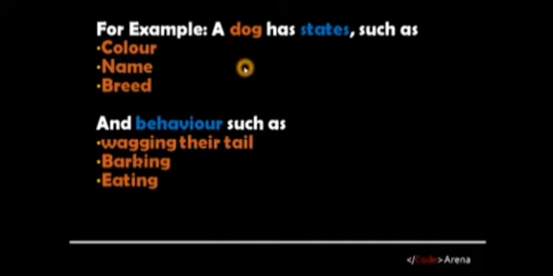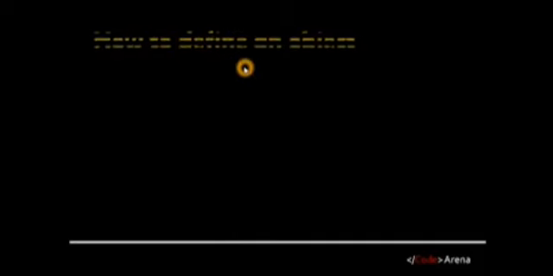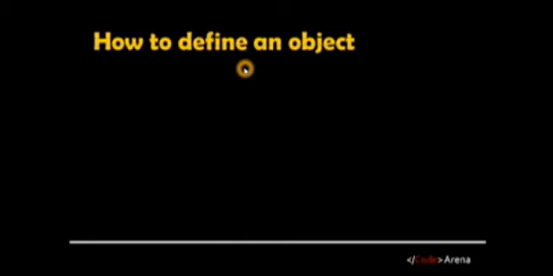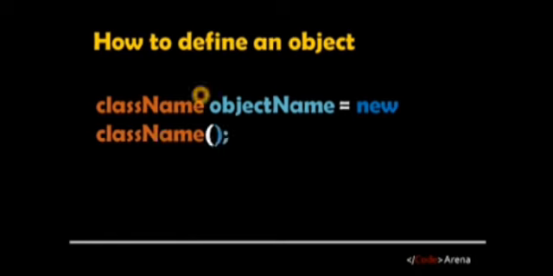Now, let's go further by telling us how to define an object. How do we define an object in a class? To define an object in a class, you start by writing the class name, the object name equals new, the class name, your parentheses and your semicolon. The class name is the name of the class, your object name is the name you wish to give the object, then equals new and the class name, and your parentheses and semicolon.